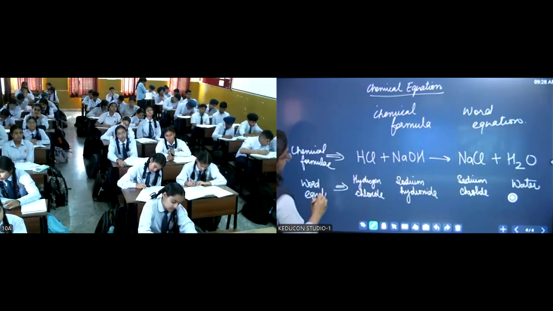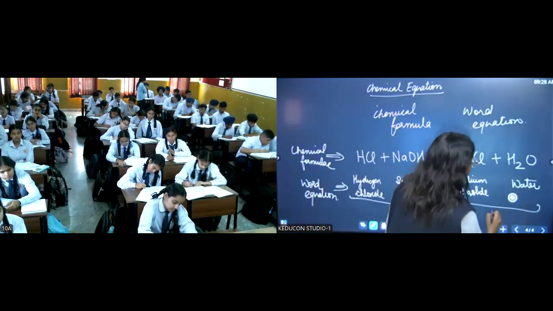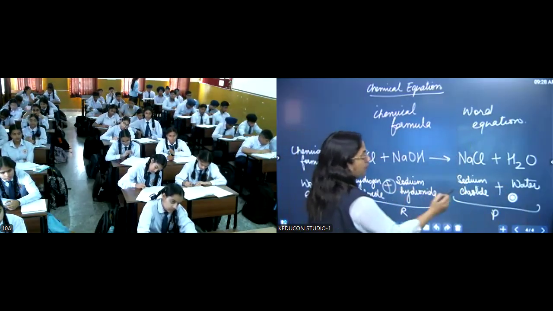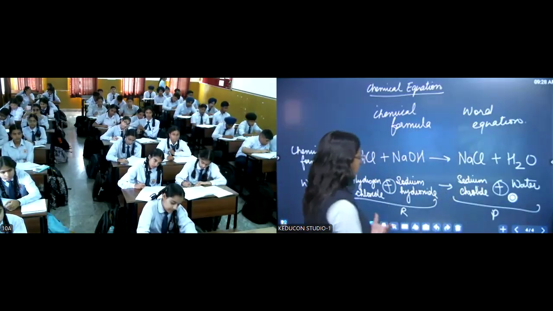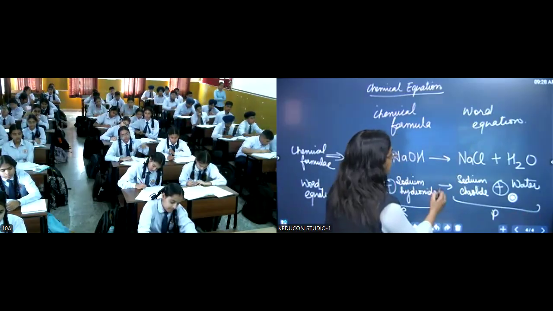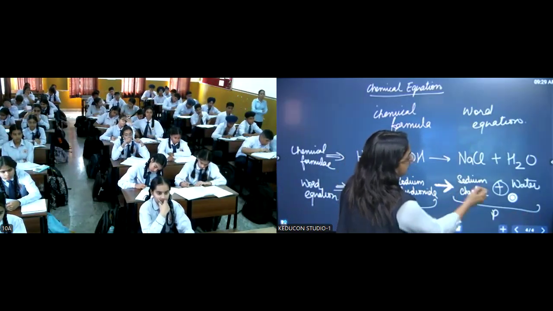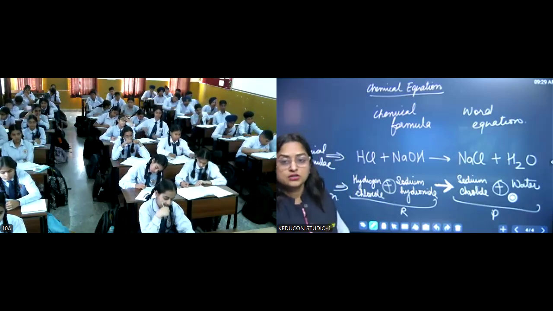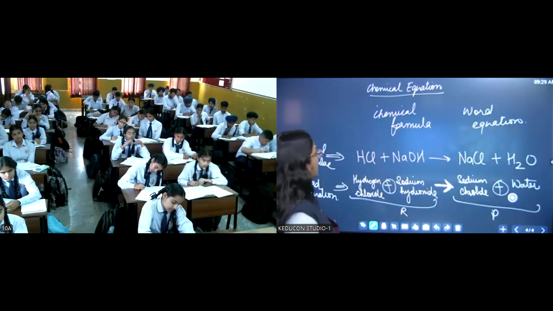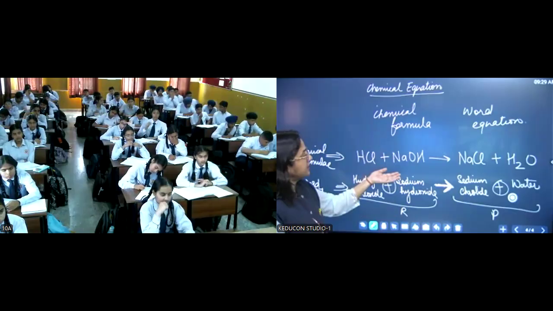In words I have written what the reactants are and what the products are which I'm getting, and they are separated with this positive sign. That means I have 2 reactants and I'm getting 2 products, and they are separated with this arrow. This means gives. This reactant gives these products. So this is a chemical equation, and you have to balance it. But here, can you check, is it balanced or not?